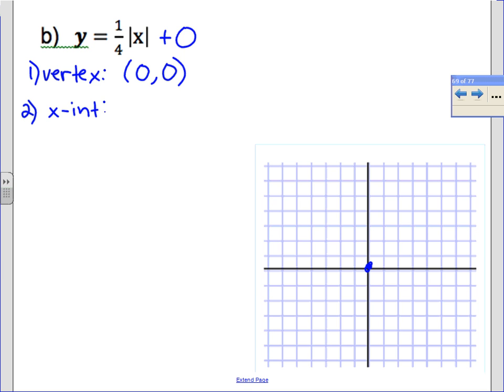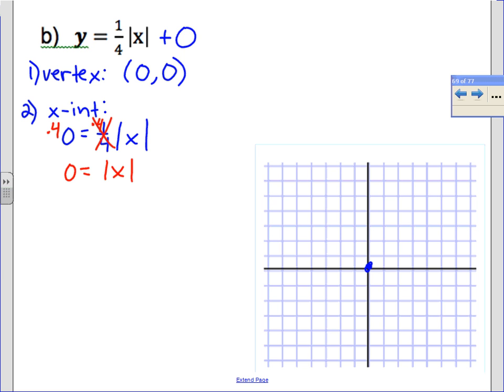Let's find our x-intercept. Okay, to find an x-intercept, we put 0 in for y, and we solve. So to get rid of the 1/4, which is the first thing you should do, remember to get rid of a fraction, we multiply both sides by 4. It's going to cancel on this side. 4 times 0 is 0. So we have 0 is equal to the absolute value of x.